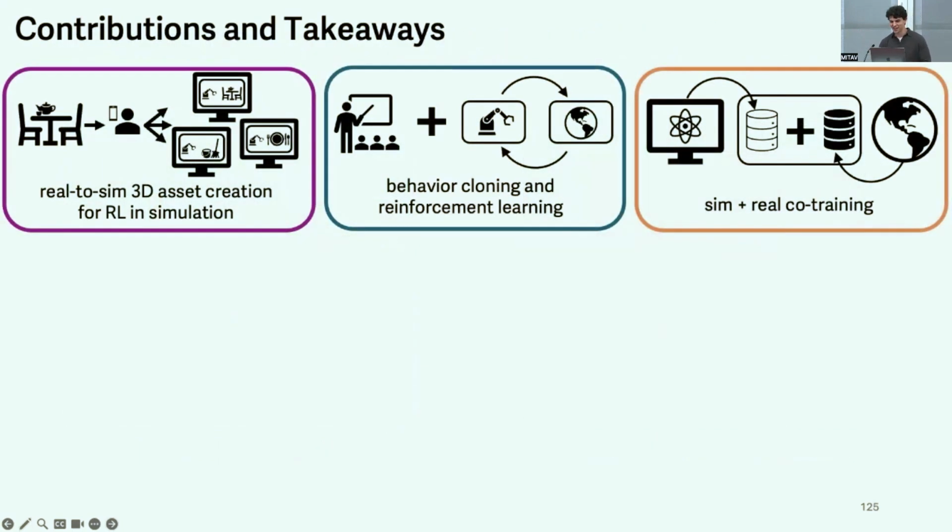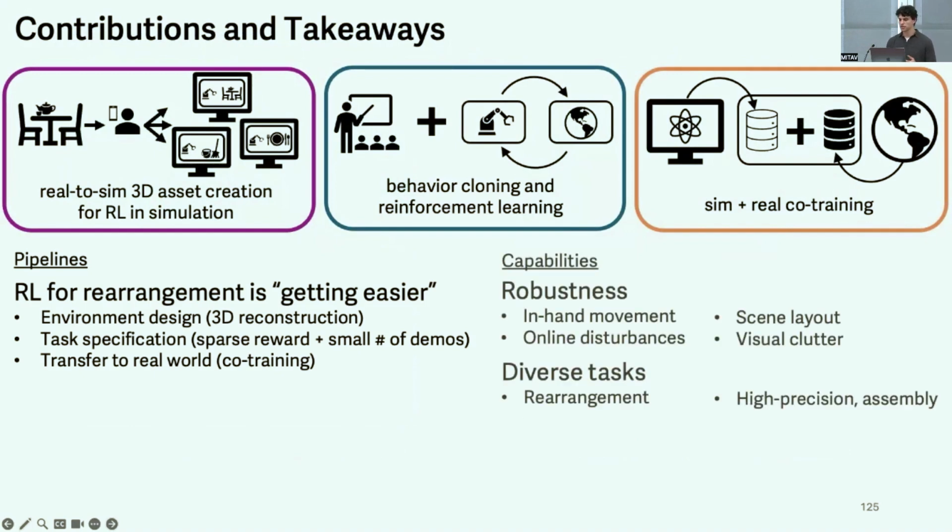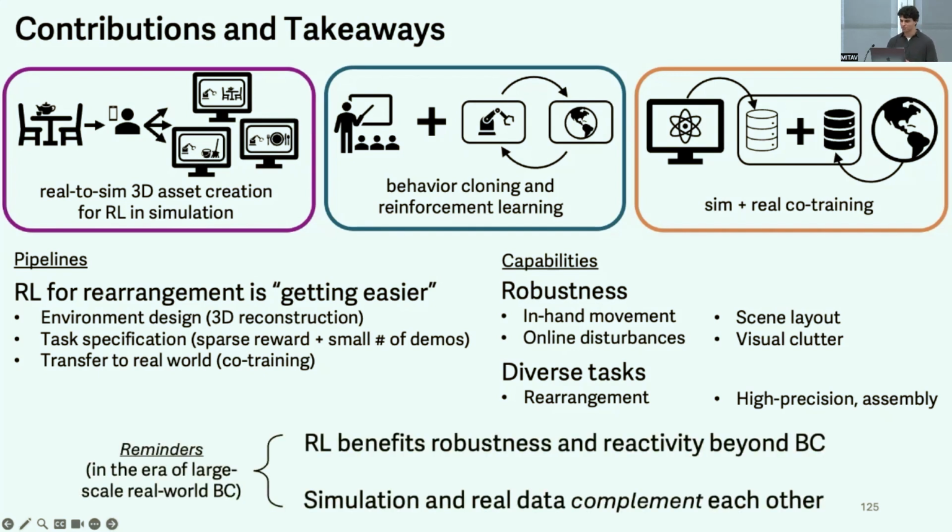Okay, so I'm wrapping up. Overall, these projects have contributed pipelines for making RL easier to use in tabletop manipulation and rearrangement. And we showed that those pipelines unlock new levels of robustness and reactivity across a range of both rearrangement and higher precision assembly tasks. I'm definitely not the first to make these points, but I think these results are also a valuable reminder of the ways that reinforcement learning and data from simulation can be highly complementary to pure behavior cloning or learning from data collected purely in the real world, because these are things that are pretty popular and widely used right now. But I think throwing it all together is going to be strictly better.